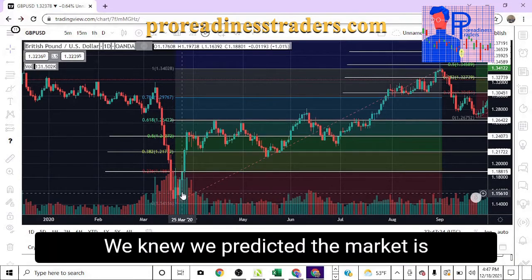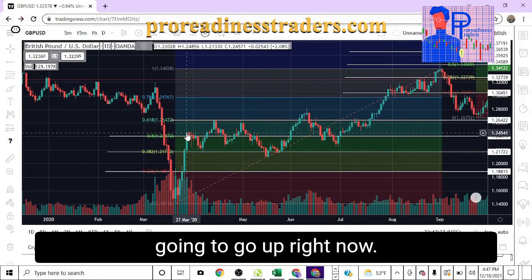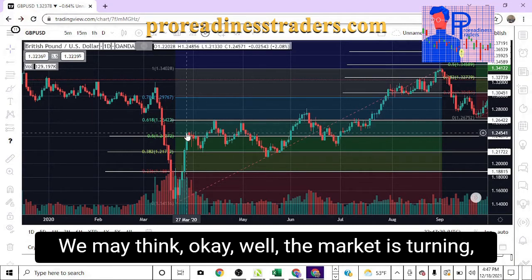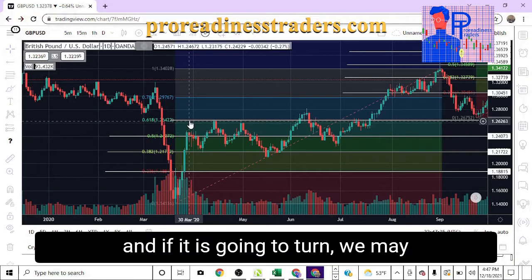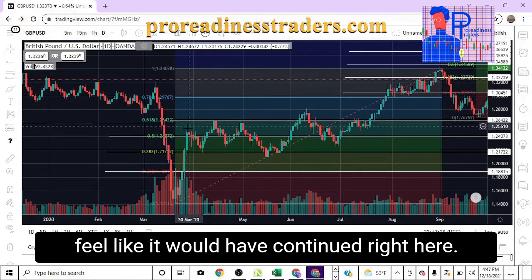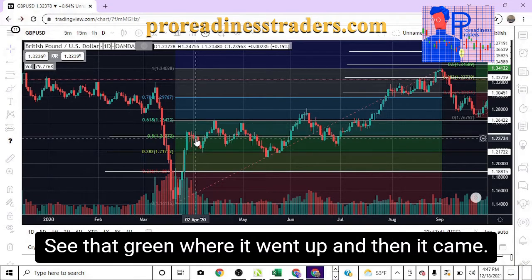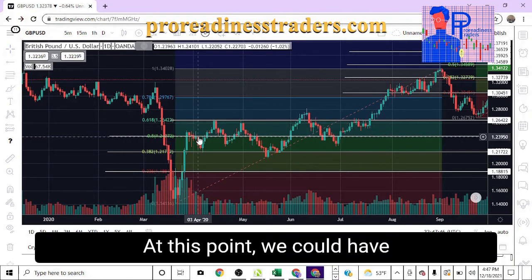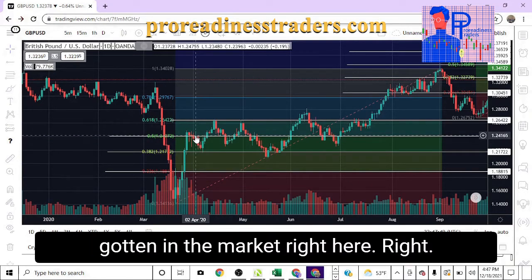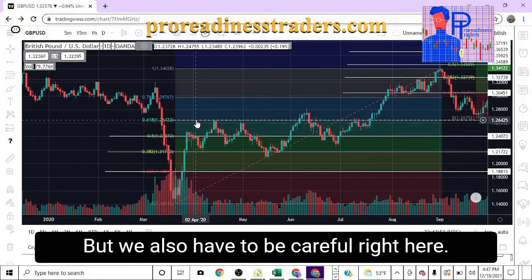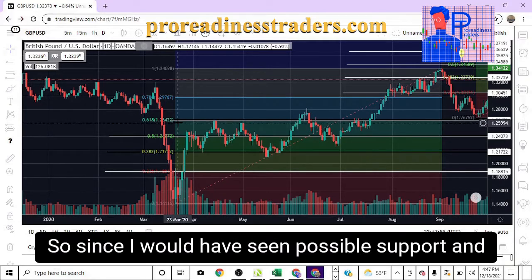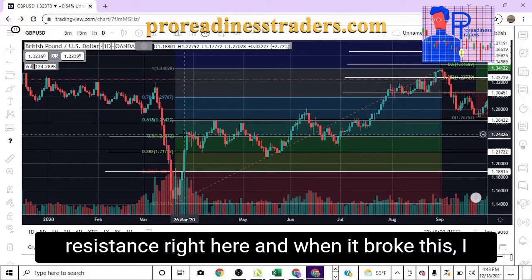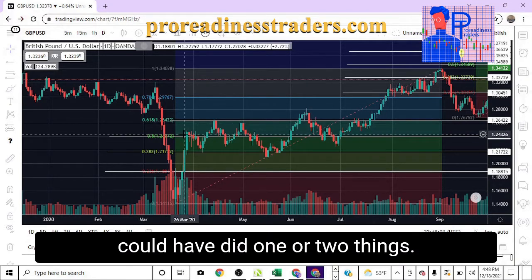Here's the swing. We predicted the market is going to go up, right? Now we may think, okay, is the market turning? And if it is going to turn, we may feel like it would have continued right here, but however, the market broke right here. See that green where it went up and then it came down, now it broke. At this point, we could have gotten in the market right here, but we also have to be careful. Since I would have seen a possible support and resistance right here, when it broke this, I could have done one of two things.